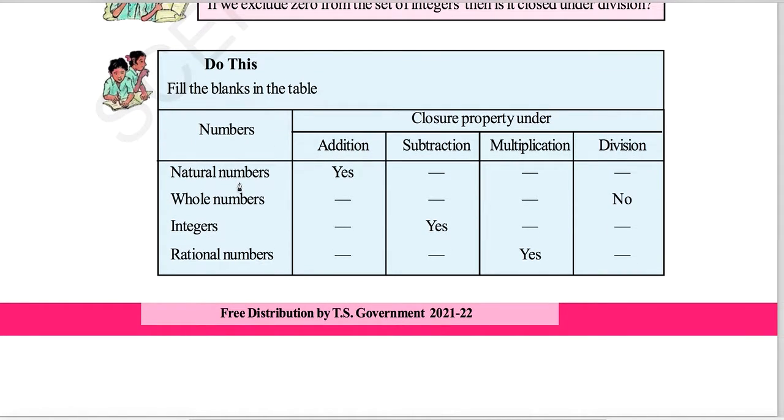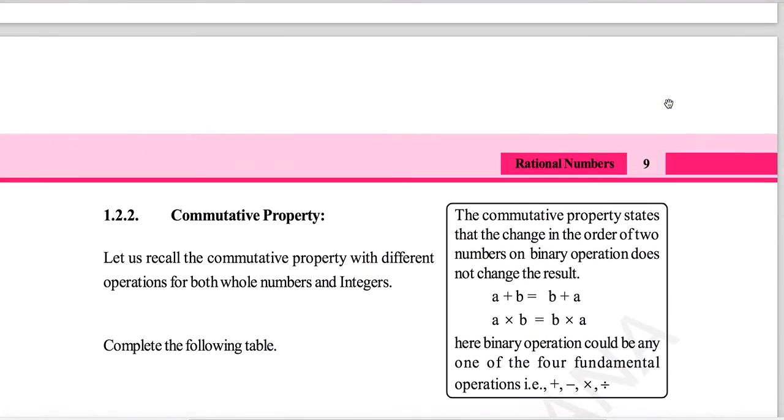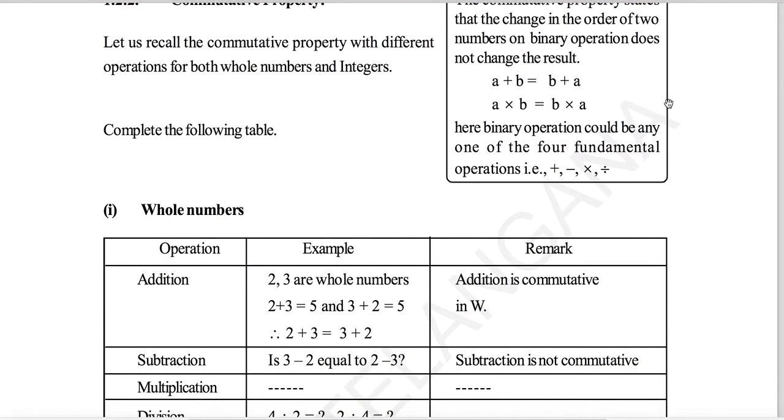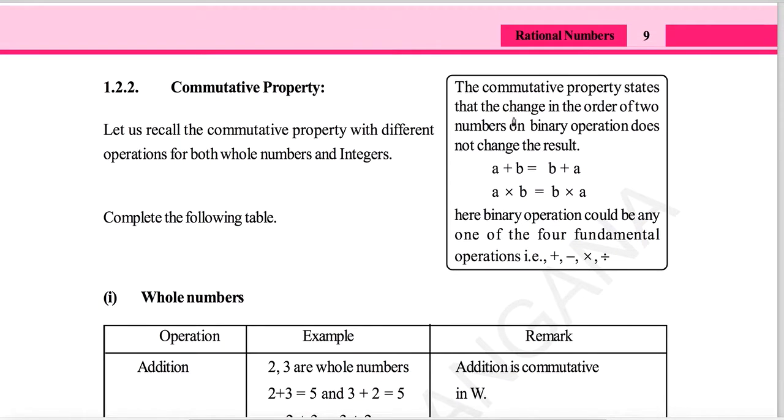Fill in the blanks in the table that follows from the above discussion. Commutative property. Let us recall the commutative property with the different operations for both whole numbers and integers. The commutative property states that the change in the order of two numbers on a binary operation does not change the result, like a plus b equal to b plus a, a into b equal to b into a.